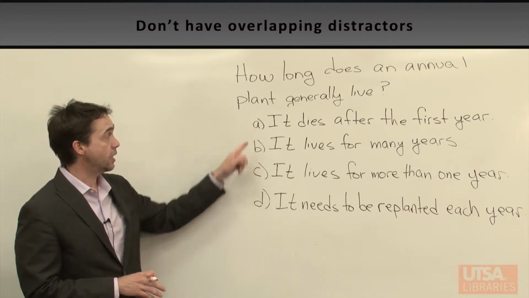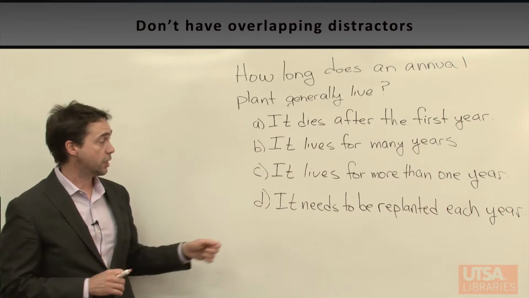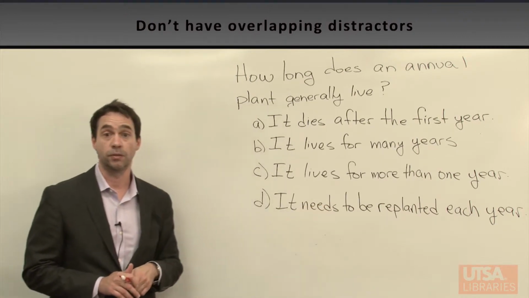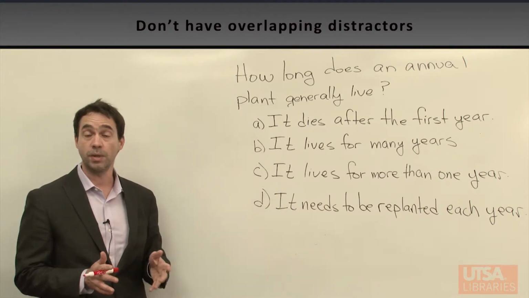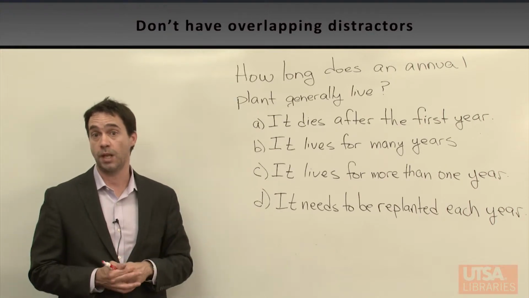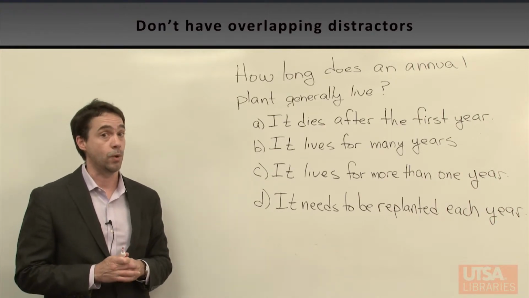Same thing with A and D. It dies after the first year. It's consistent with it needs to be replanted each year. You want to be able to have the student discriminate against the option. When the student cannot discriminate, it's actually impossible for the student to come up with one answer.